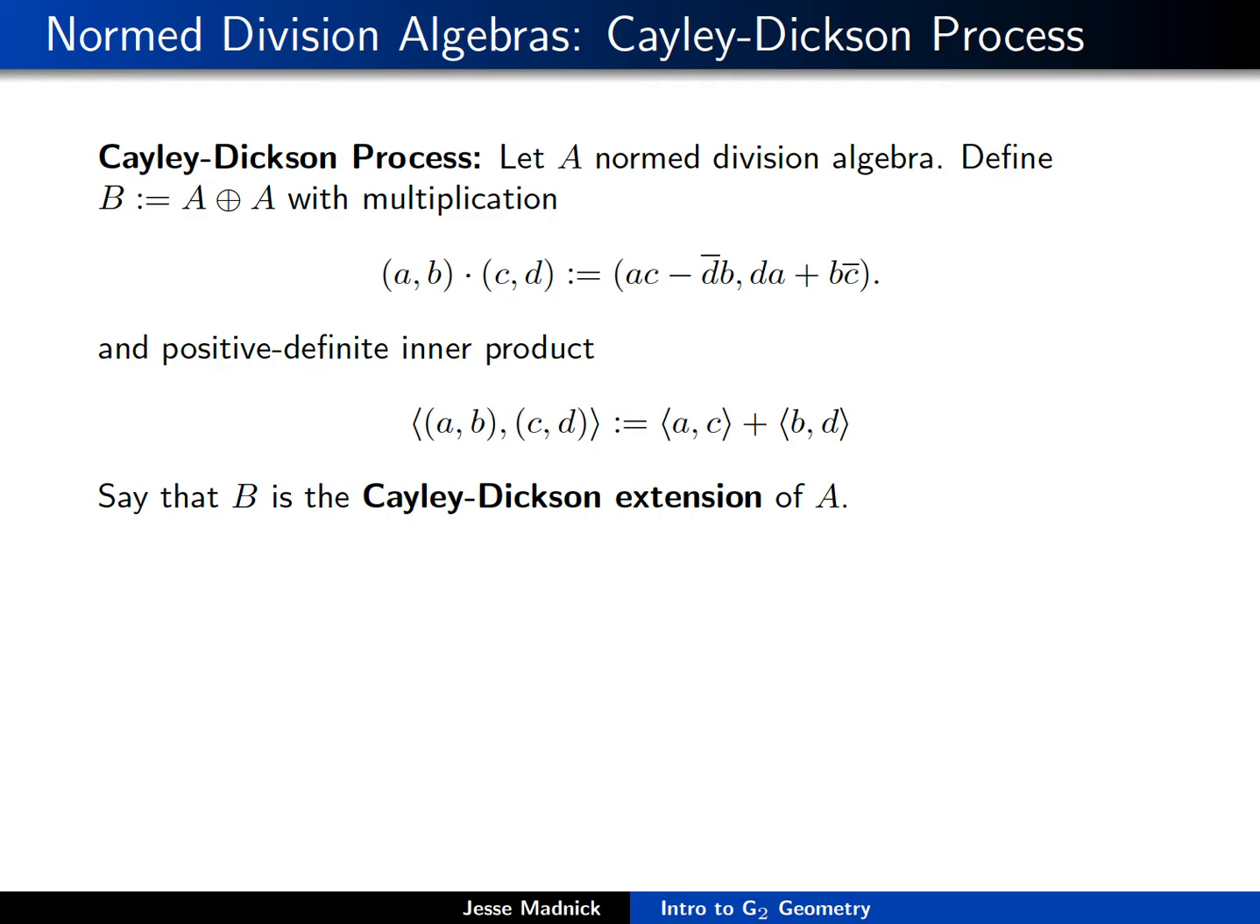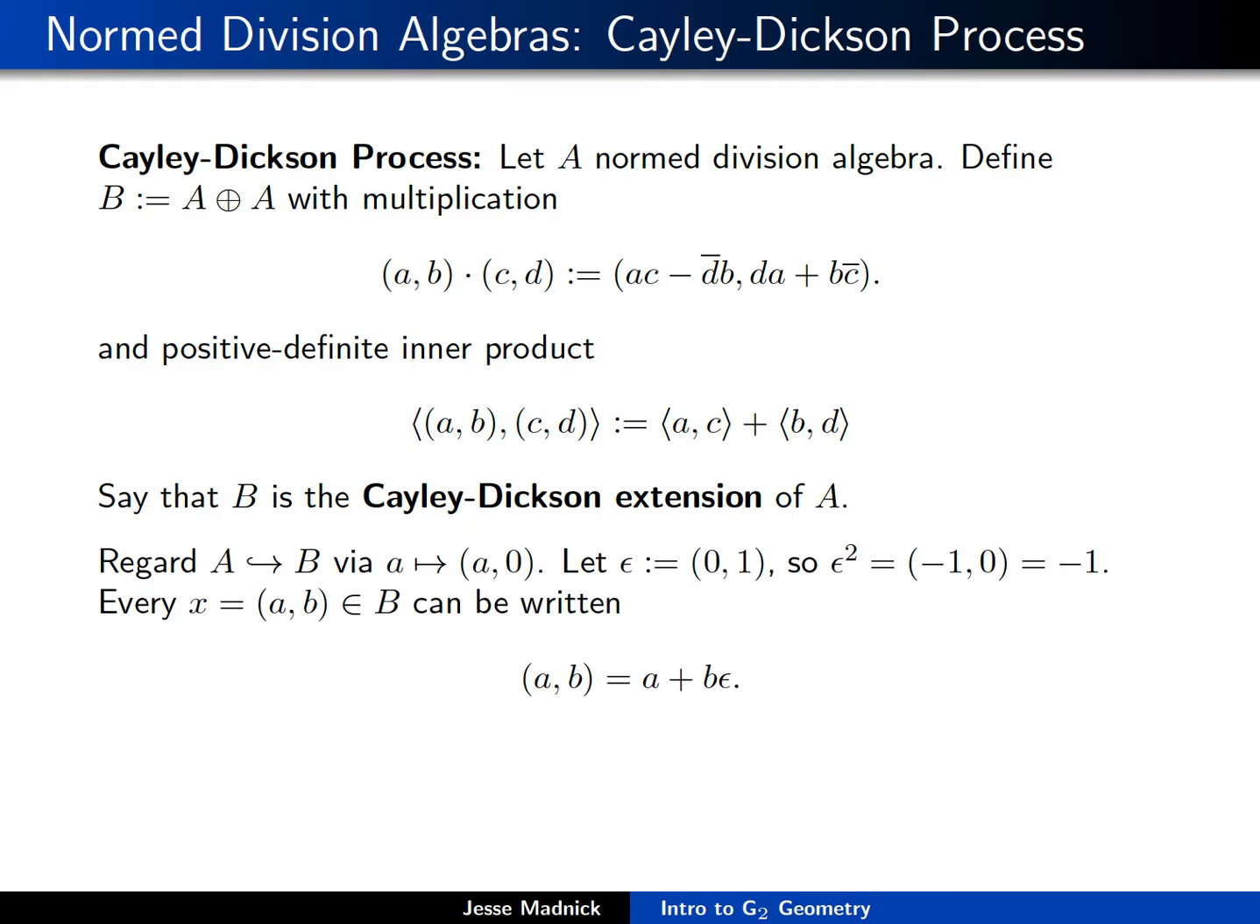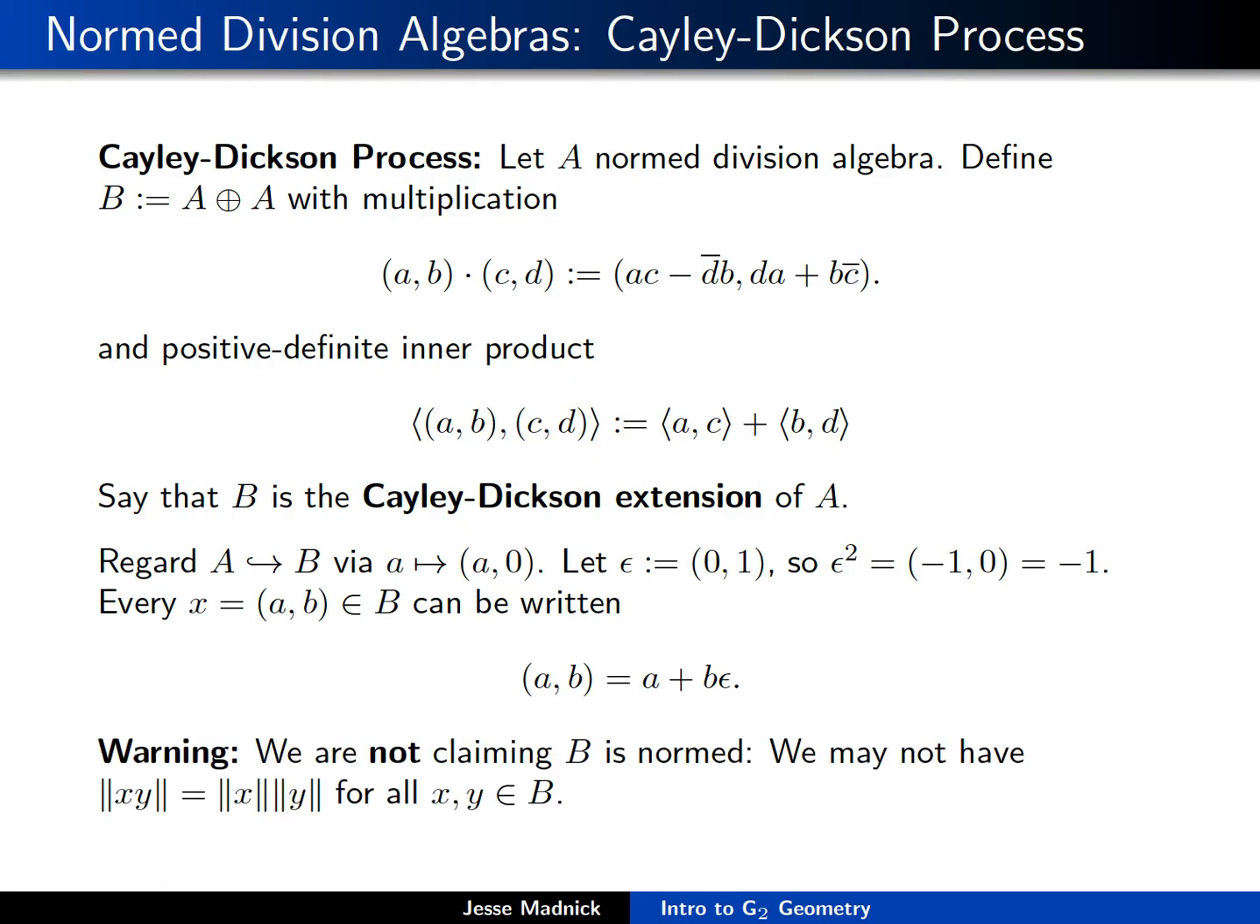And we'll call B the Cayley-Dickson extension of A. We can think of A as sitting inside B in the way you would think, just send a to (a, 0). And you can define epsilon to be the element (0, 1), and you can check that it squares to -1. And so every (a, b) in the Cayley-Dickson extension can be written as a plus b epsilon, where again epsilon squares to -1.